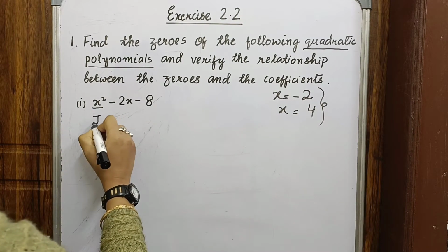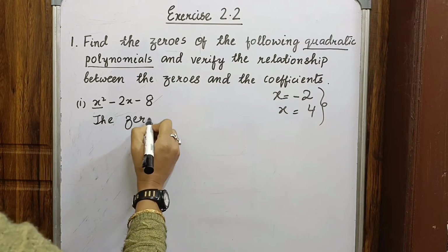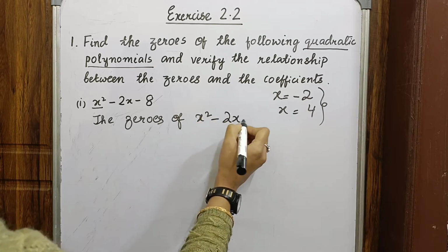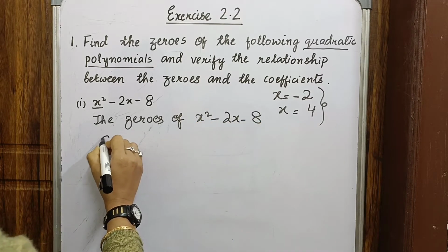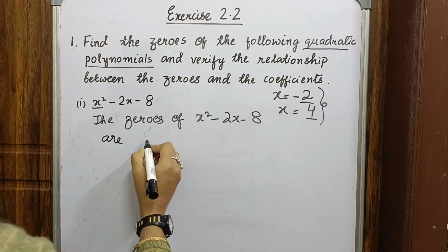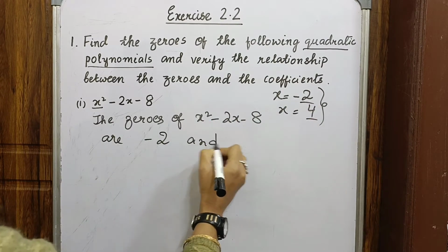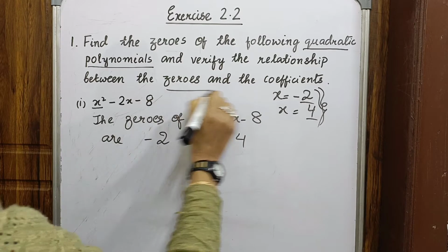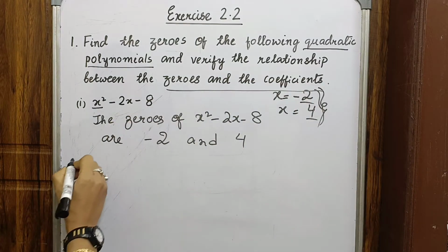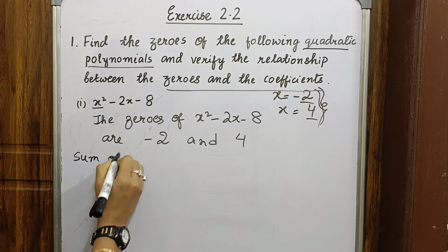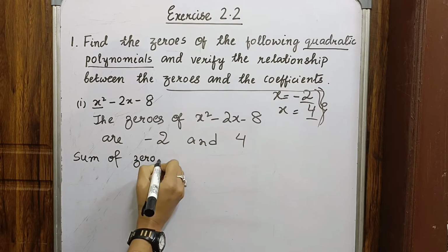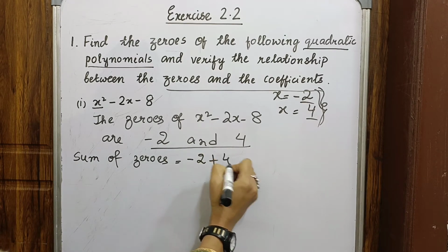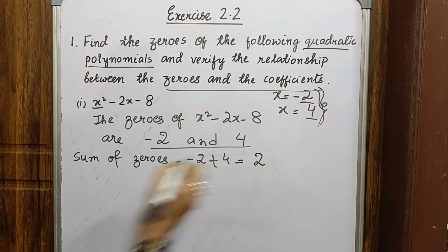So we'll write the zeros of x square minus 2x minus 8 are minus 2 and 4. These two are the zeros. Now we'll find the relationship between zeros and the coefficients. Sum of zeros equals, we'll sum up these two, minus 2 plus 4 equals 2.